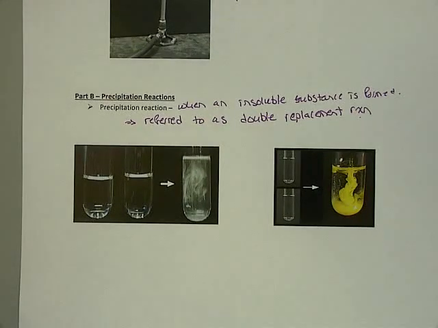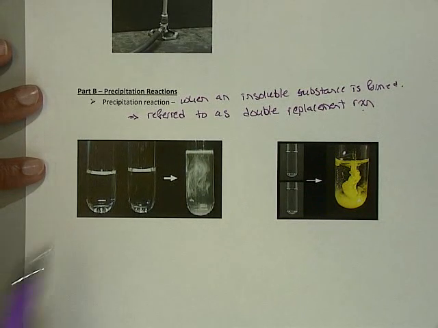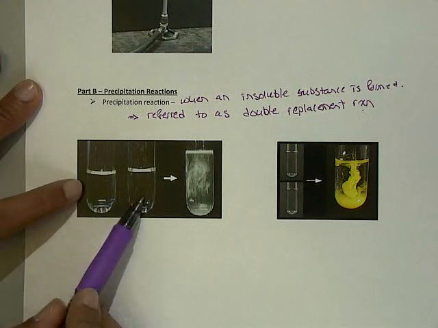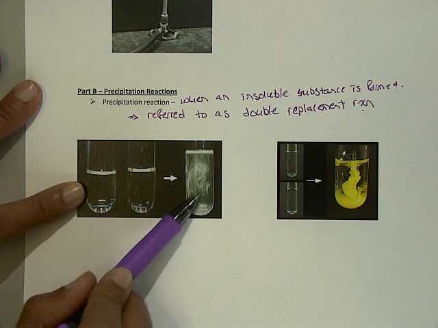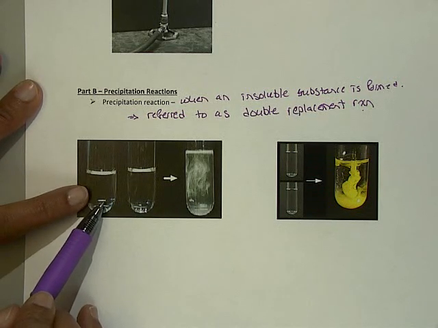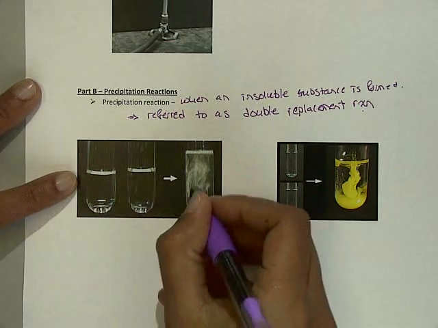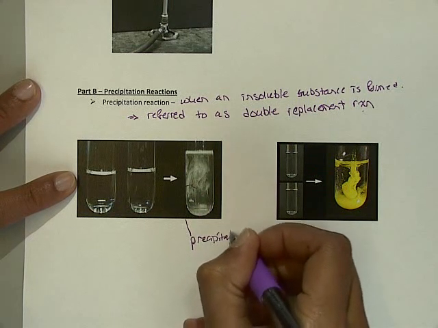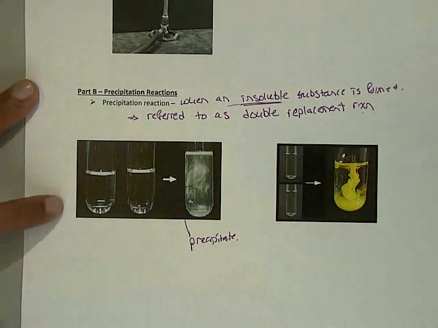So for those of you that are visual learners, let's actually take this and dissect it even more. So here we have two clear solutions, which is what you're going to have in part B. When you add these two solutions together, you might form a precipitate that looks like this. It could actually look even less cloudy than that. But as long as you went from clear and transparent to slightly cloudy, this slight cloudiness is what we call a precipitate. And precipitates are always insoluble substances. So the key word is that they're insoluble.